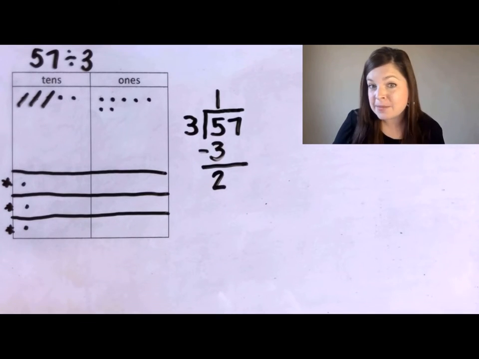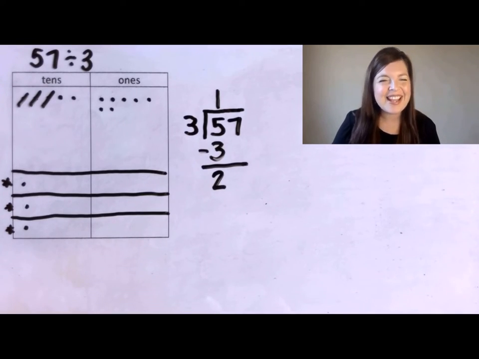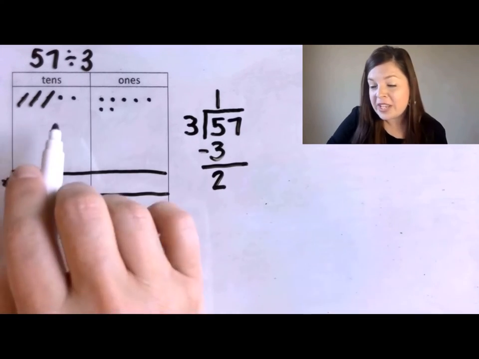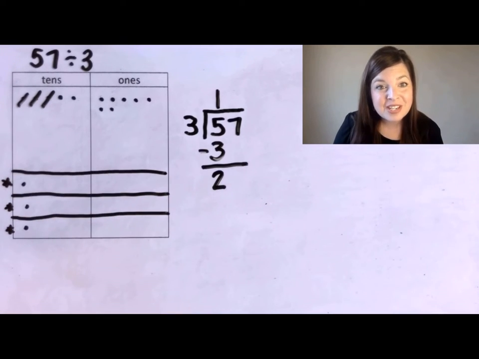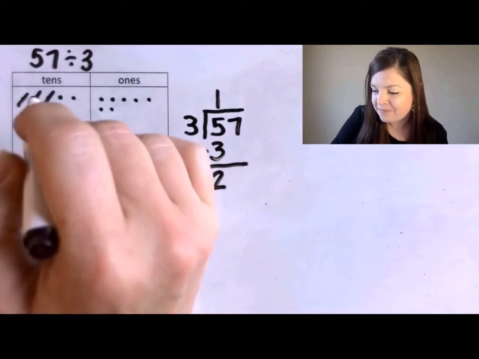Okay, so should we stop dividing here or should we continue? And how do you know? Pause the video to explain your thoughts. Hopefully you said, we're not done dividing yet. We can rename these 2 tens as 20 ones so that we can continue dividing. So let's do that.